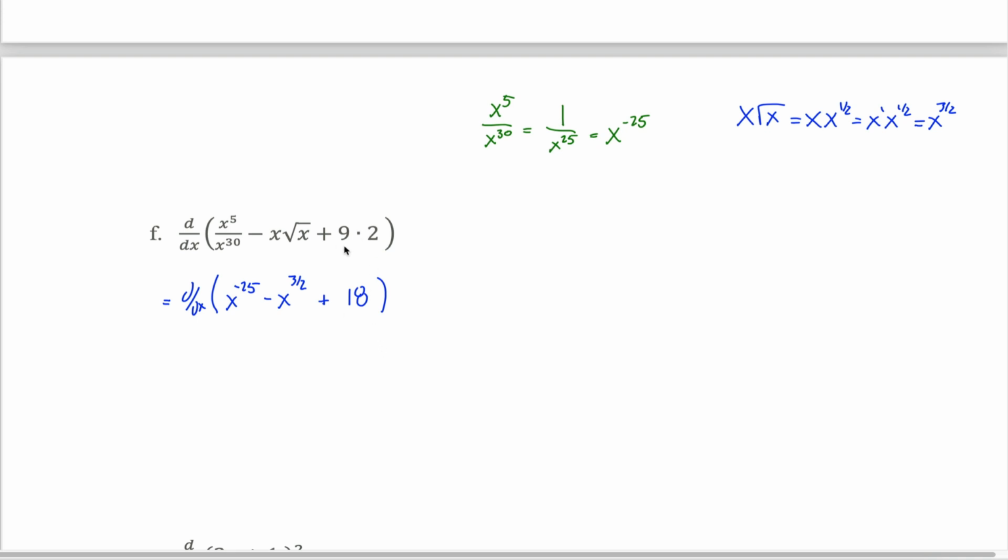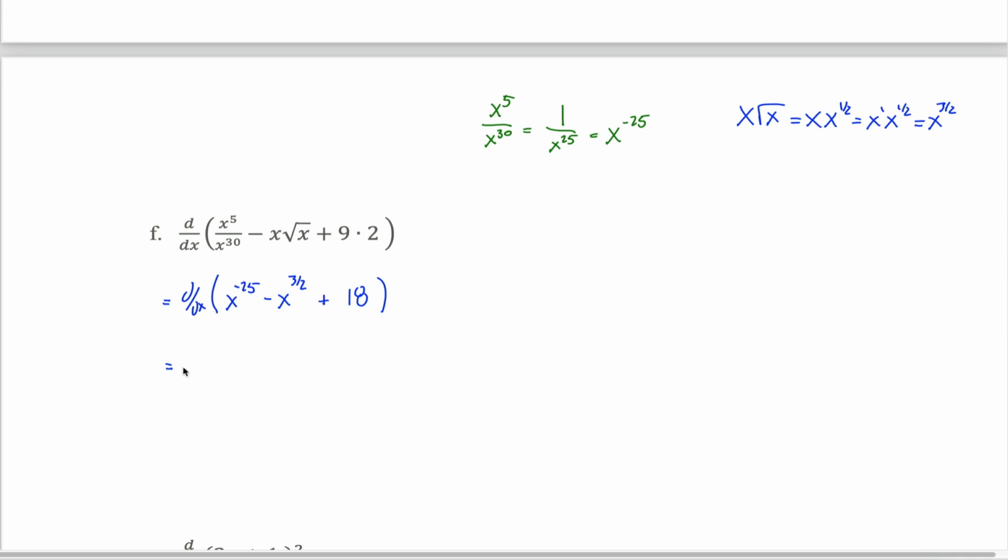It'd be really weird for me to ask the question with the 9 times 2 here, because I might as well just write the 18 here. The only reason I wrote 9 times 2 is to try to be a jerk, to try to confuse you, to try to make you think that this was something other than just a constant, to try to make you think that that matters. It doesn't.